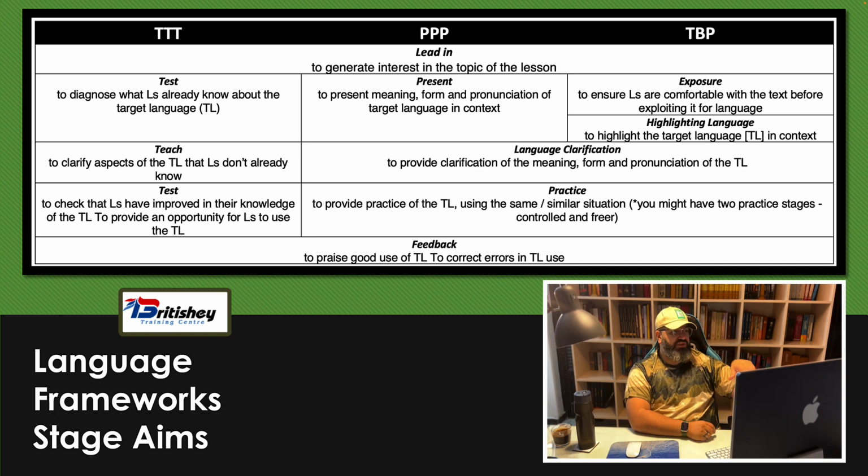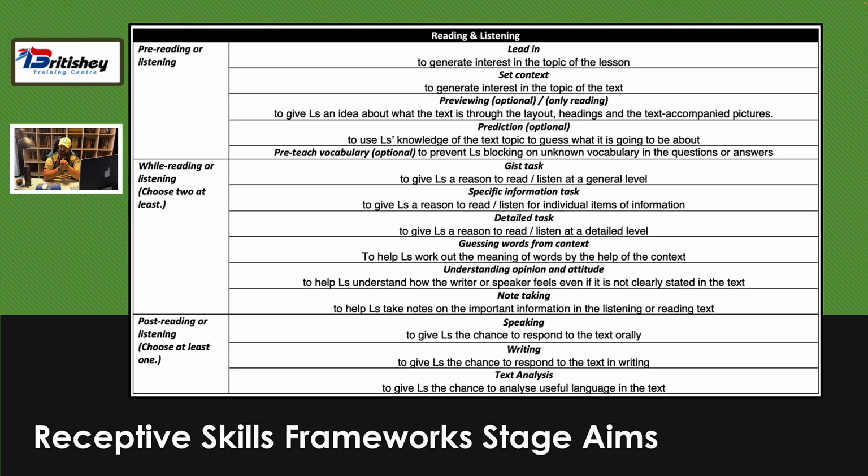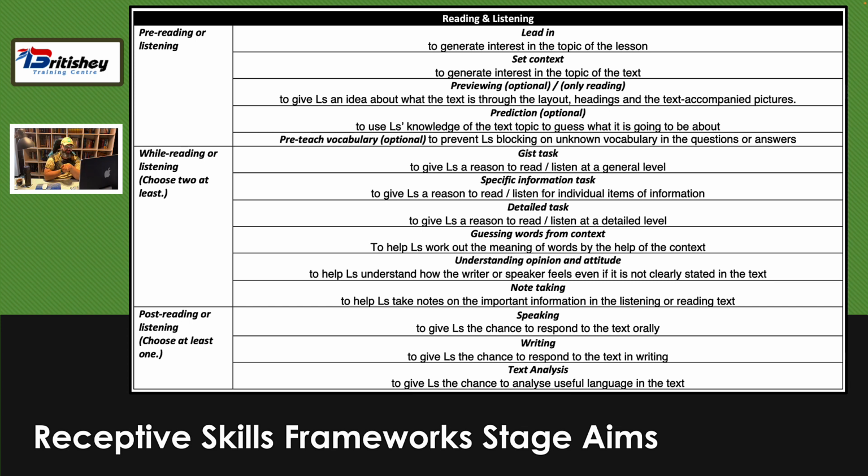Now we have here the TTT, the Test, Teach, Test, and the PPP, Present, Practice, Produce, and the TPP, Text-Based Presentation, with all their stages and the stage aims as well. So this is something that you can use as a source for you. And I believe after that, with experience, you will not need to go back to this, because everything will be on your mind.